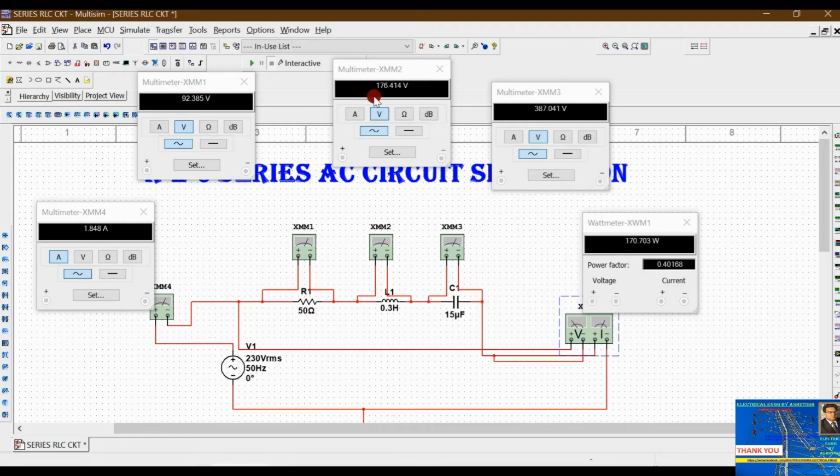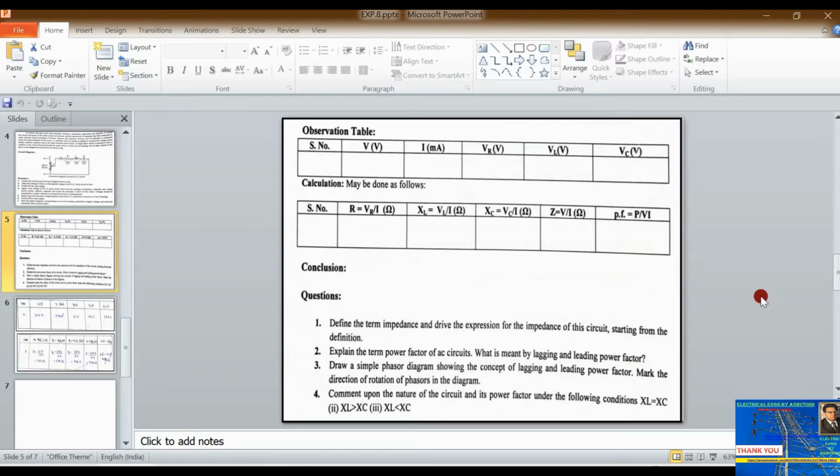This is VL, 176.414. This is VC, 387.041, and this is current, 1.848, by direct measurement. So you can just directly put these in this observation table, and you have to calculate the rest by using these formulas. The value of R, C, the observation table down below.